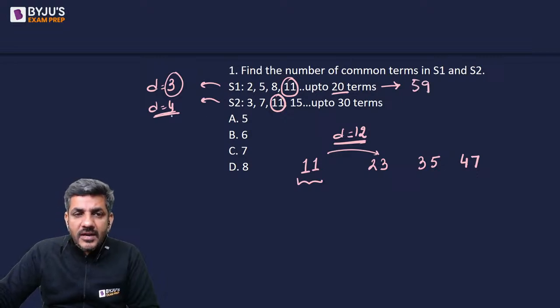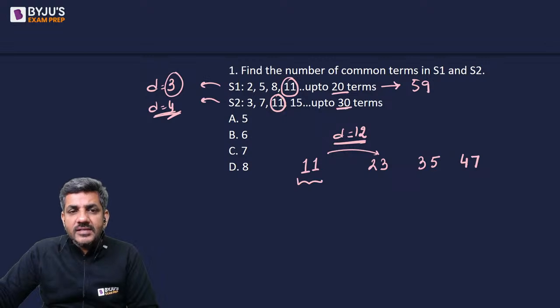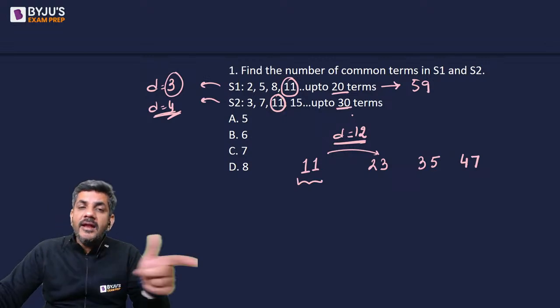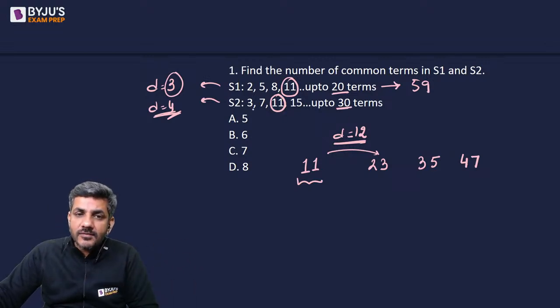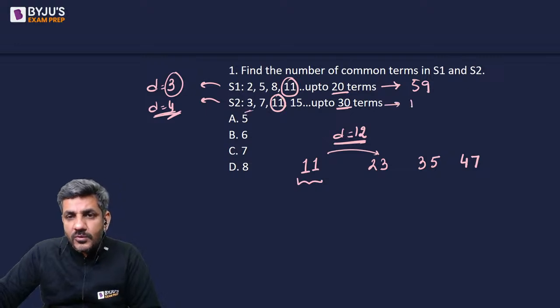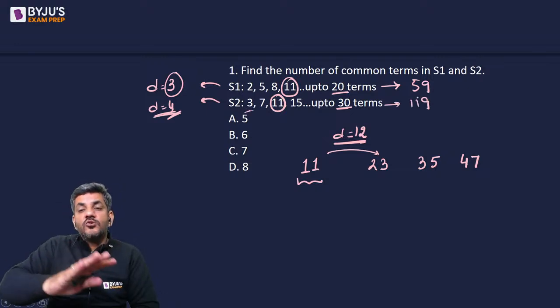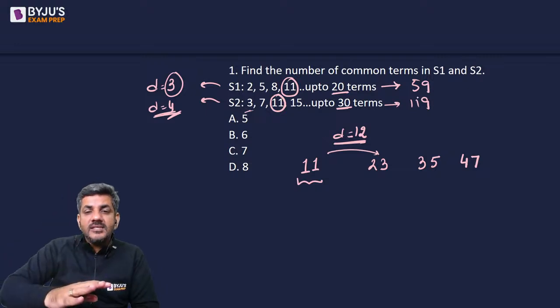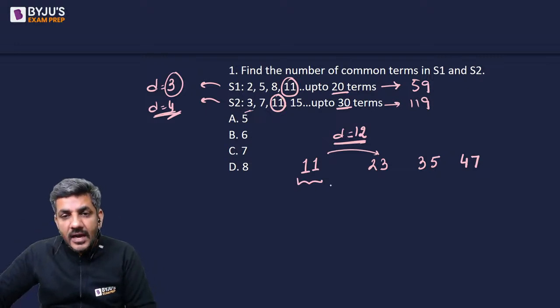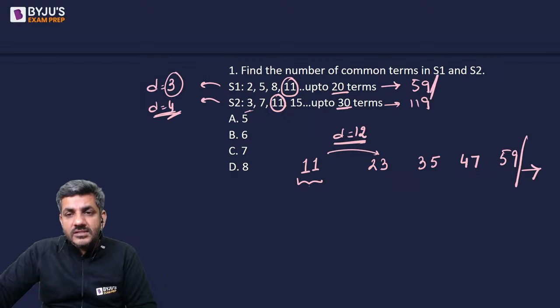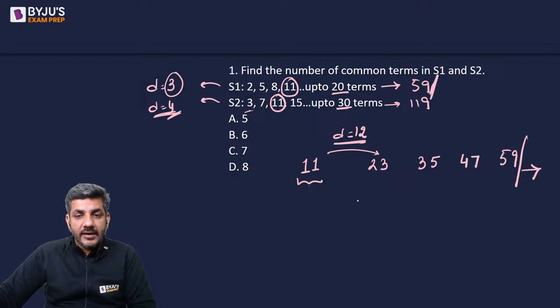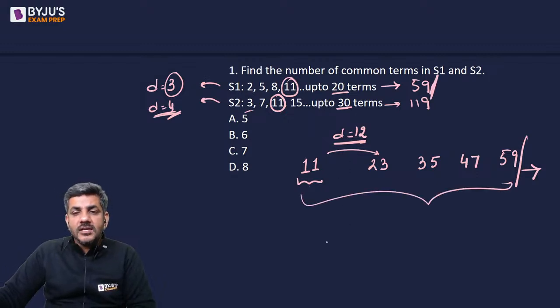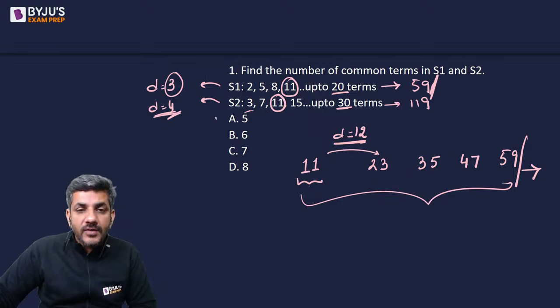Here, the common difference is 4. So to get the 30th term, add 29 times 4. 29 times 4 is 116. Plus 3, that is 119. So the first series goes up to 59. The second series goes up to 119. And here I see after 11, the next term is 23, next is 35, next is 47. Next will be 59. I can't go above that because this series is over at 59. So the total number of common terms in the two series is equal to 5.